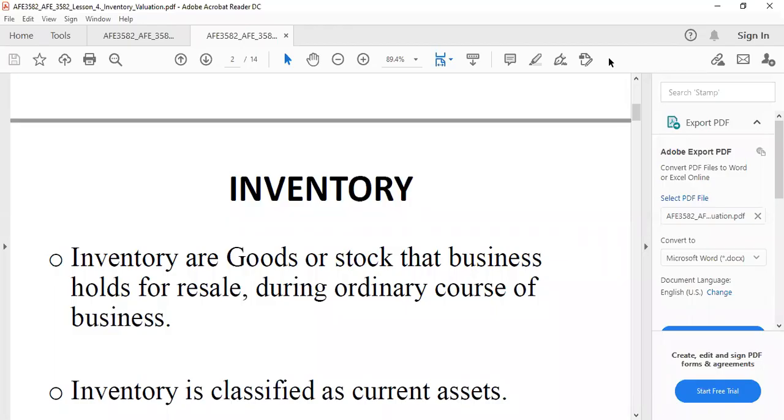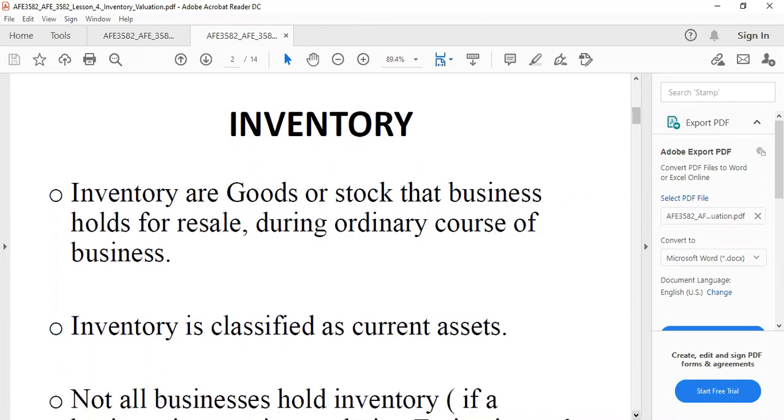Then it's known as inventory. So if you buy shoes today or order things from China, for example, with the main purpose of reselling those items, then that is your inventory. And an inventory is also classified as a current asset. So why do you think inventory is classified as a current asset?